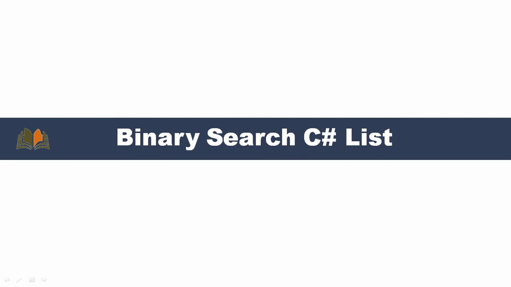And today in this video we will talk about the binary search in our C# list. In the case of binary search, we have an existing list which contains a couple of items, and by using the binary search we are trying to search for a particular item in that list, which will return the particular index.